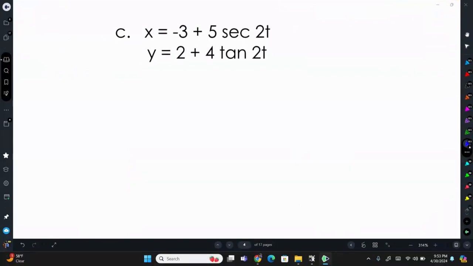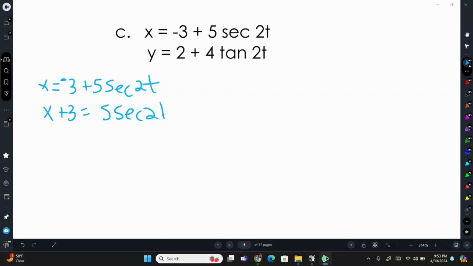So for x, we have x equals -3 plus 5 times the secant of 2t. So we add 3 to both sides. x plus 3 equals 5 secant of 2t. And then when we divide by 5, we get the secant of 2t equals (x plus 3) over 5.